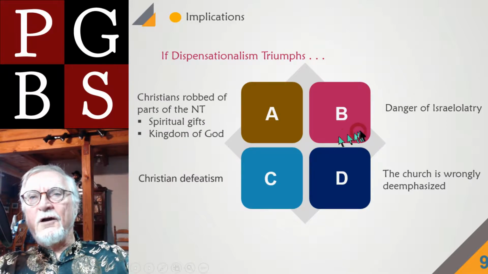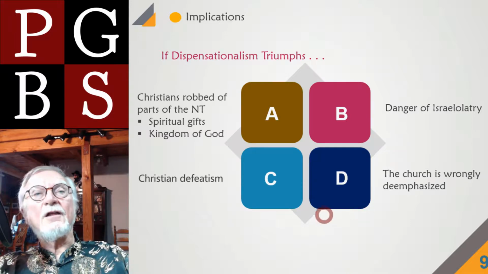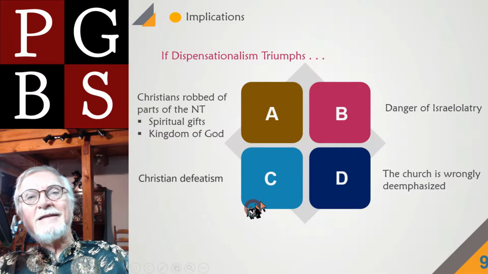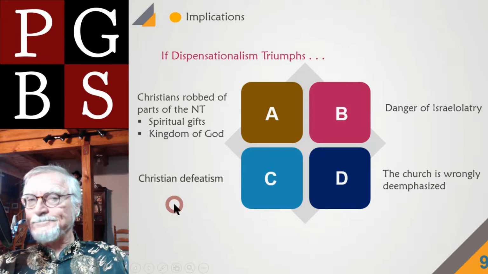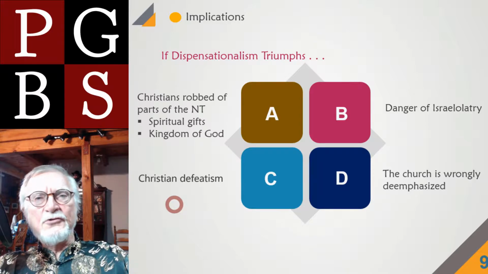There's also the danger of Israelolatry, which I've labeled as part B here, because dispensationalists say that all the prophets pointed to Israel, not the church, and so pretty soon Israel becomes the focus of all their theology. There's also a danger, C here, of Christian defeatism, because their peculiar eschatology is extremely pessimistic. Pre-trib rapture, things get so bad that nuclear bombs start falling.